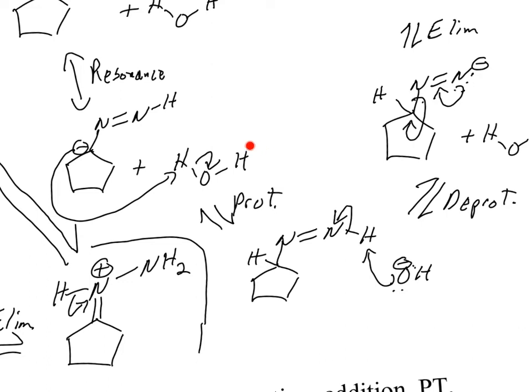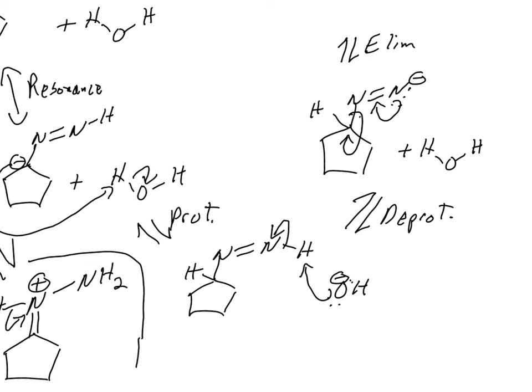In this protonation step, we remade OH minus. So OH minus is going to do what it does. It's going to deprotonate, make another N minus. That N minus now we're going to actually do an elimination. We're going to lose N2 gas.